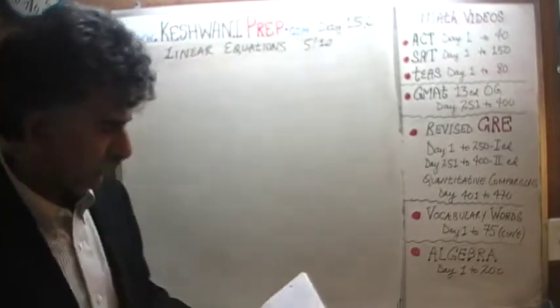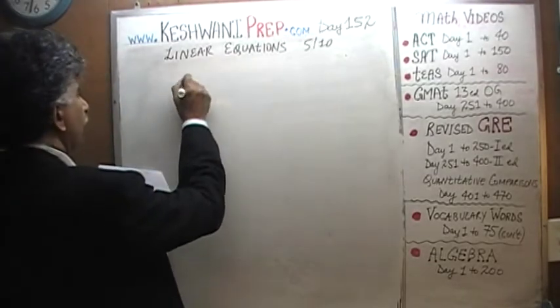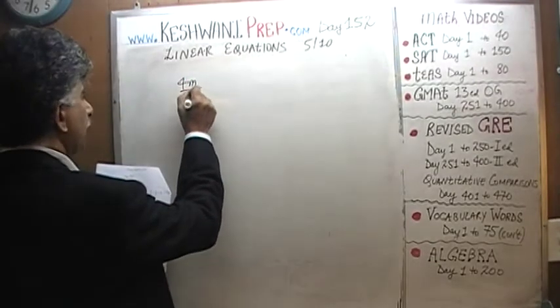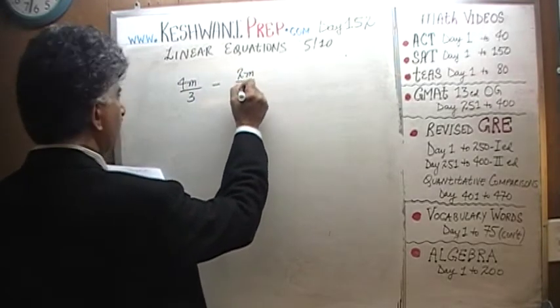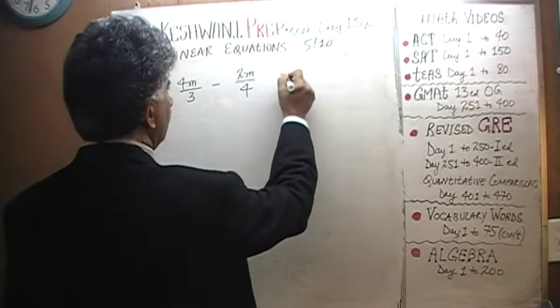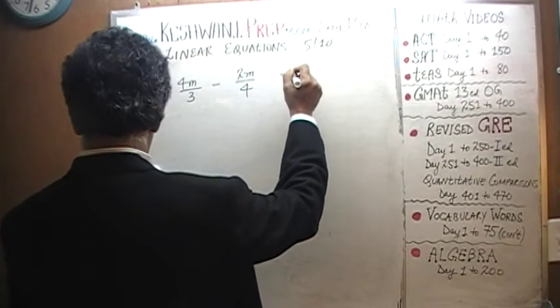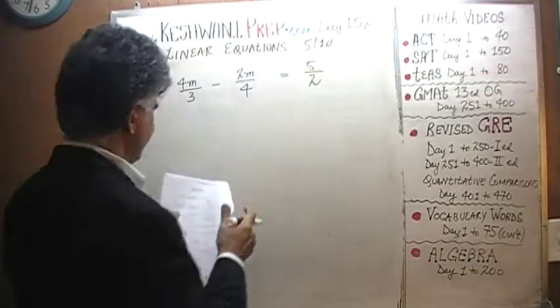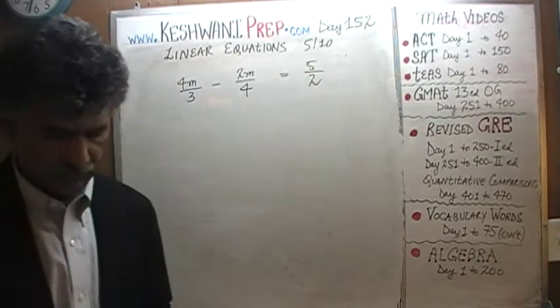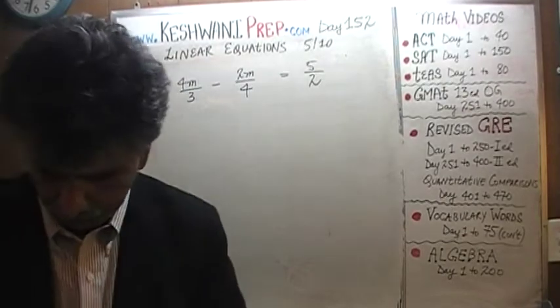Let's see what we have for today. We are told that 4m over 3 minus 2m over 4 equals 5 over 2. Let's see what we can do.